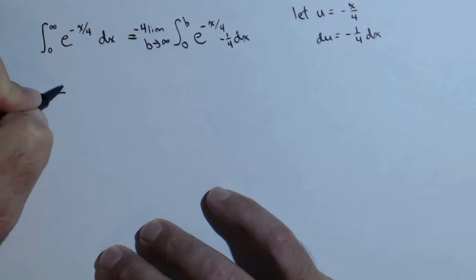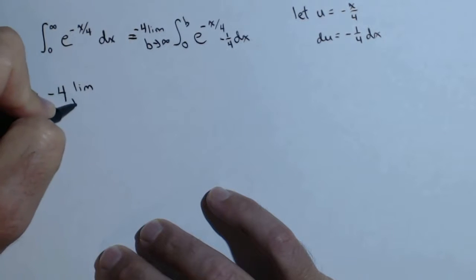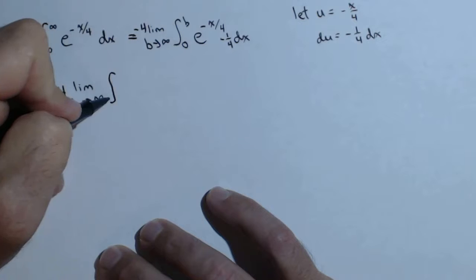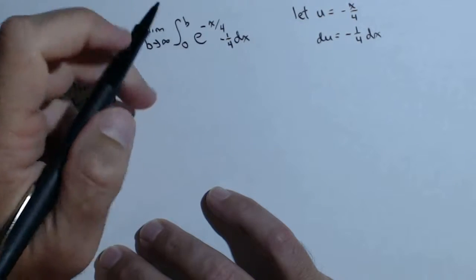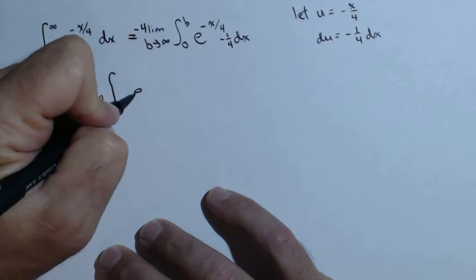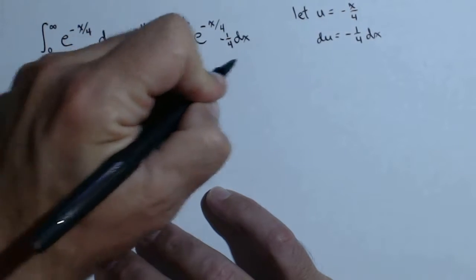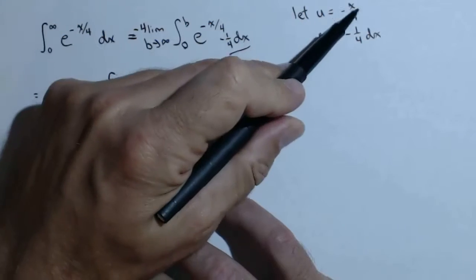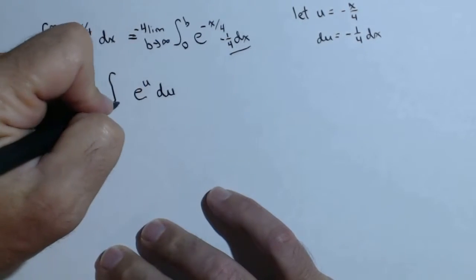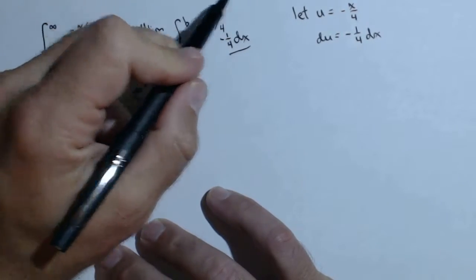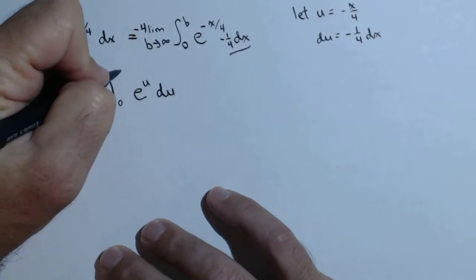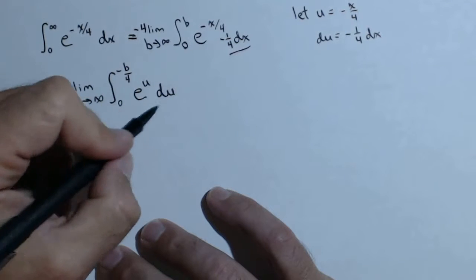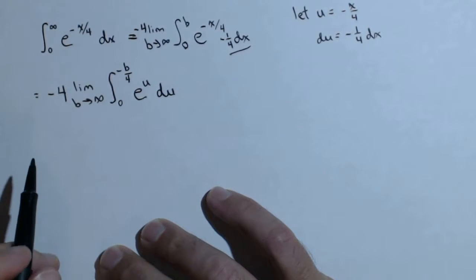So I have minus 4 times the limit as b goes to infinity. Now one of the things that I can do here is I can change the limit so I don't have to substitute back. I know this is going to be e to the u du. Right there is exactly my du. These are x values. If I plug 0 in for x, I still get 0 for u. If I plug b in for x, I get negative b over 4, and you'll see how that plays out when we sub it back in.